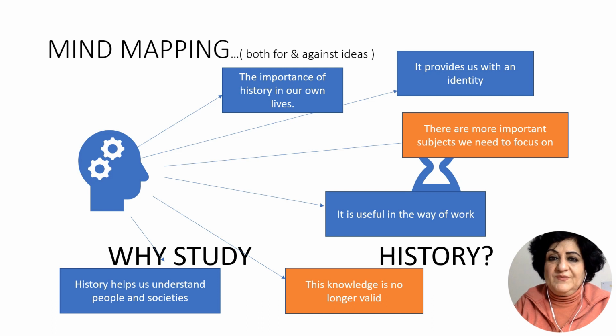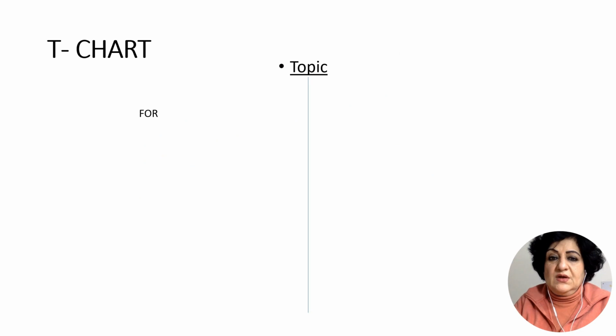So everybody is entitled to an opinion, but your skill lies in persuading the reader into believing your point of view. So another way to plan, which I think is quicker, is to quickly make a T chart, put the topic there, for and against, and write down your points quickly, because remember, speed is of the essence.